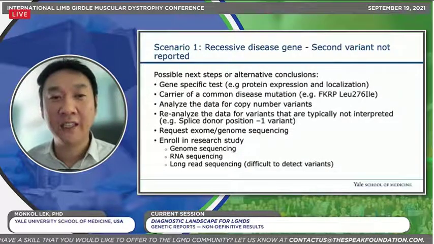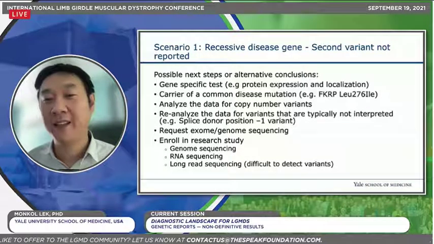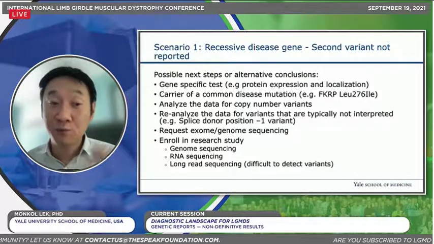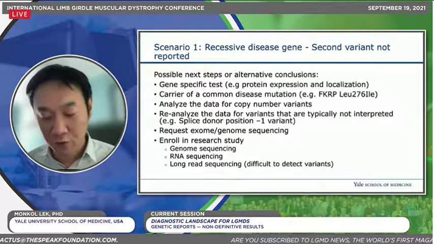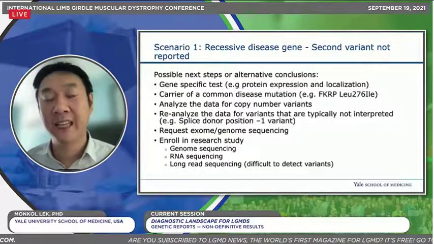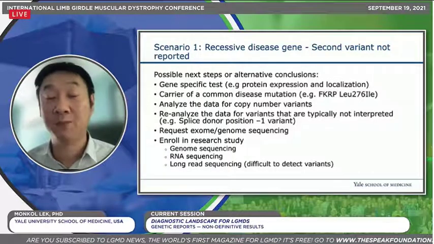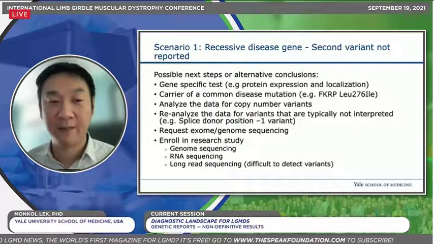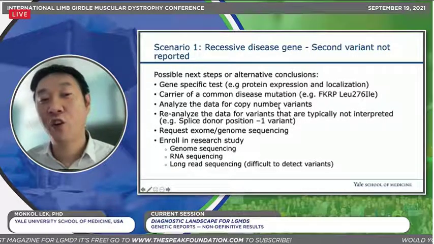So scenario one is a recessive disease gene where the second variant is not reported either. It's not reported as pathogenic or it wasn't detected at all. So I'm going to go over possible next steps or alternate conclusions. One is we could do a gene-specific test. So we could do sequencing specifically for that gene, getting higher coverage with the ability to detect different types of variation. Or we can look at supporting gene-specific tests that aren't genetic, looking at protein expression, the localization of the protein, for example. An alternate conclusion could be that you're a carrier of a common disease mutation.